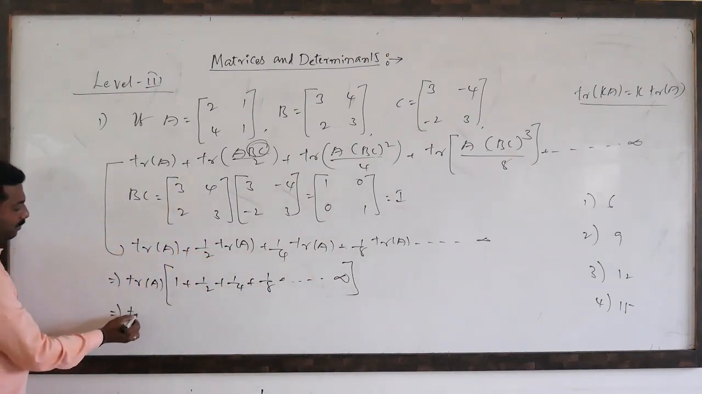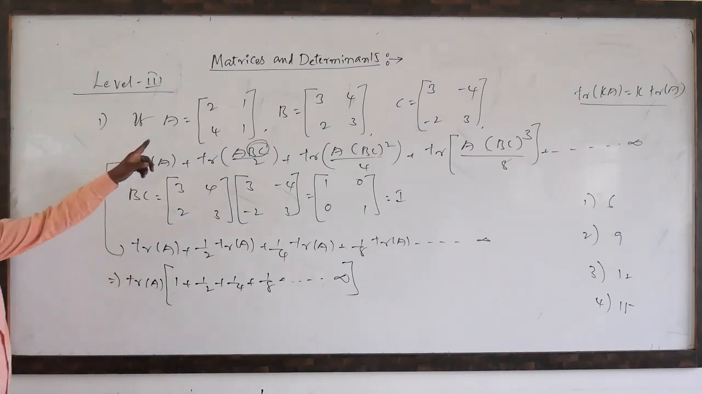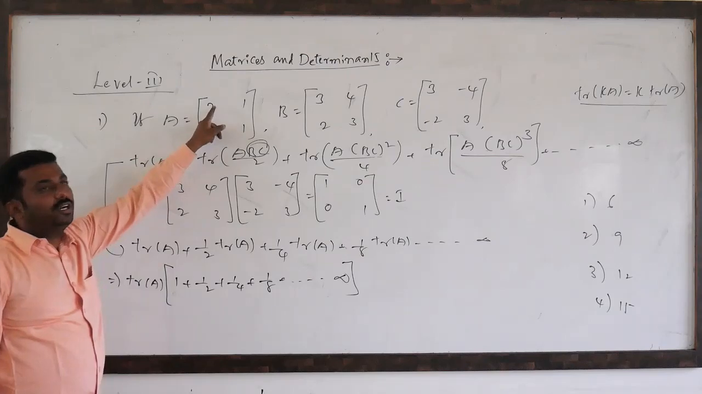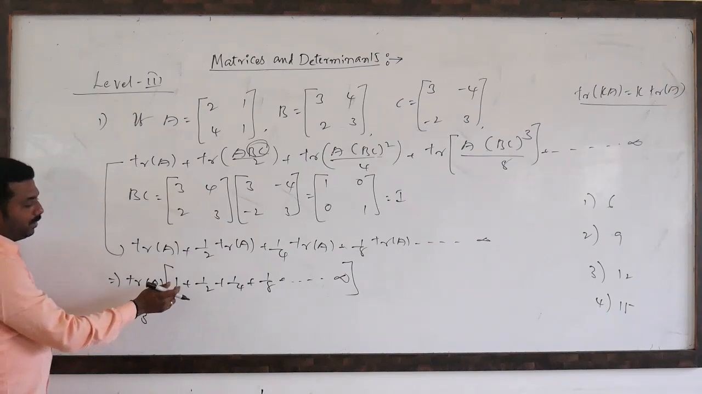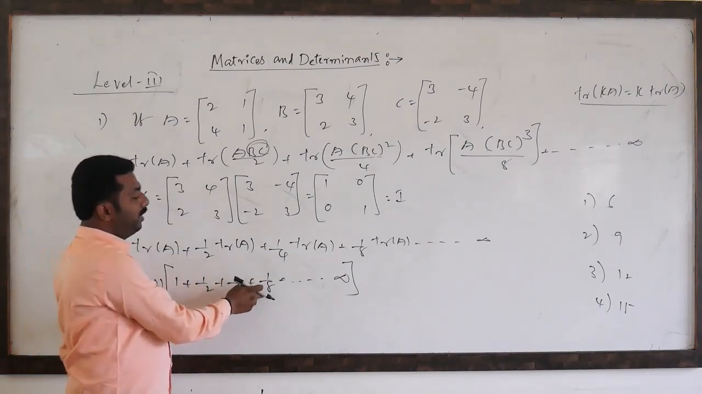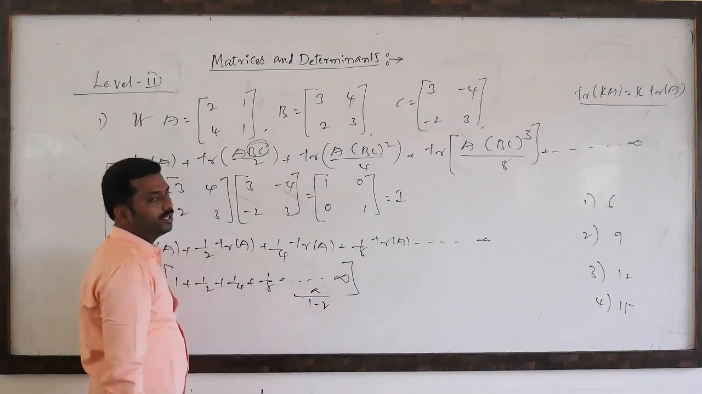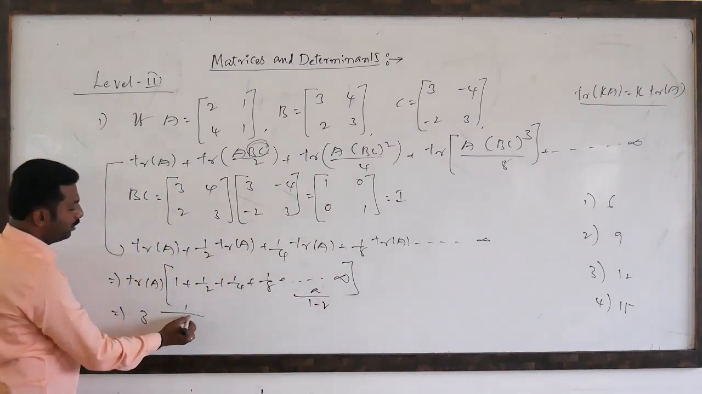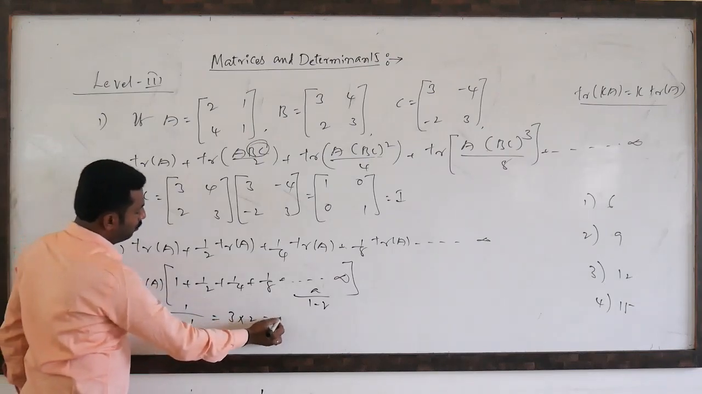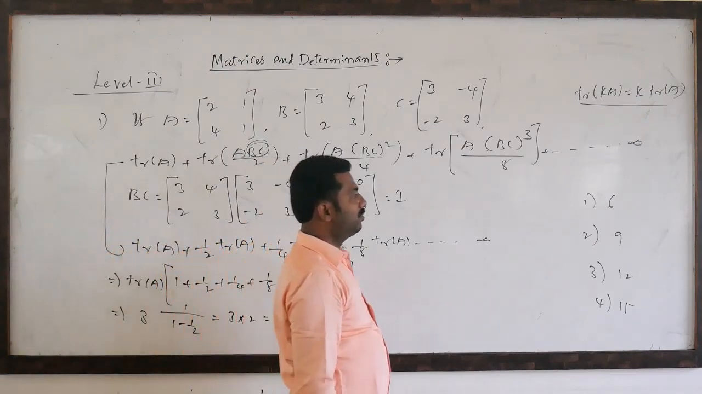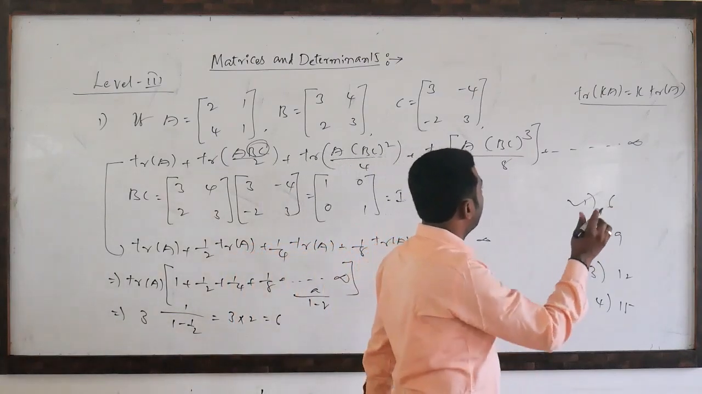So trace of A means the sum of the principal diagonal elements. Trace is nothing but the sum of the principal diagonal elements. 2 plus 1 is nothing but 3. So 1 by 2, 1 by 4, 1 by 8, they are in GP. Sum to infinite terms in GP means first term divided by 1 minus common ratio. First term means 1. Common ratio means 1 by 2. Nothing but 3 into 2, 6. So which option is the answer? 6. So this total expression value is 6.